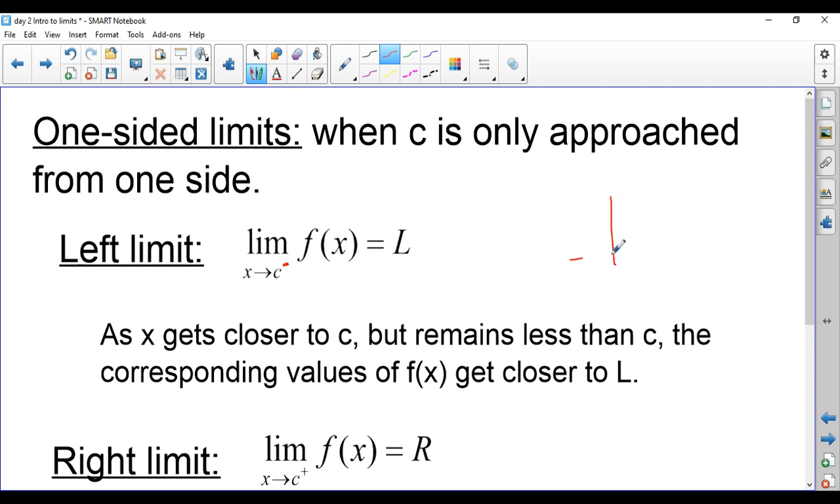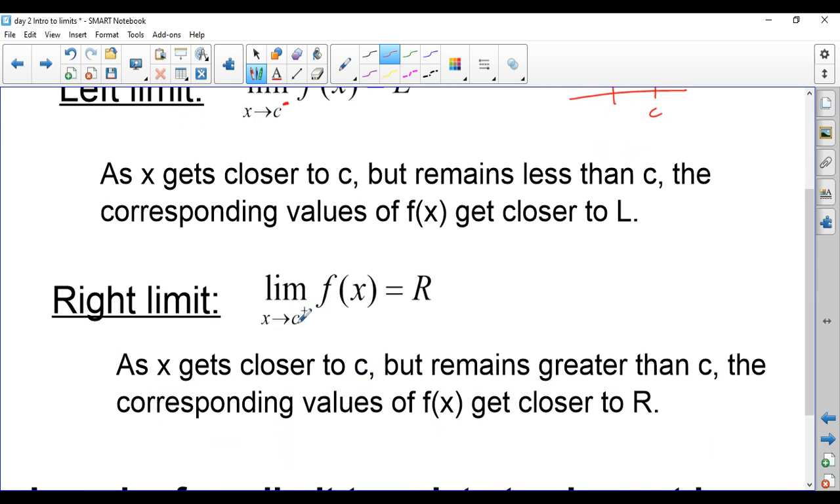That's looking at the graph and looking at c only coming from one direction. And if it approaches a value L, that's the left limit. The right limit, the limit as x approaches c from the positive of f of x, is called R. And that's when x gets closer to c but remains greater than c, and the corresponding values of f of x get closer to R. So here we're talking about c is here, and we're coming in from this direction and approaching some value R.